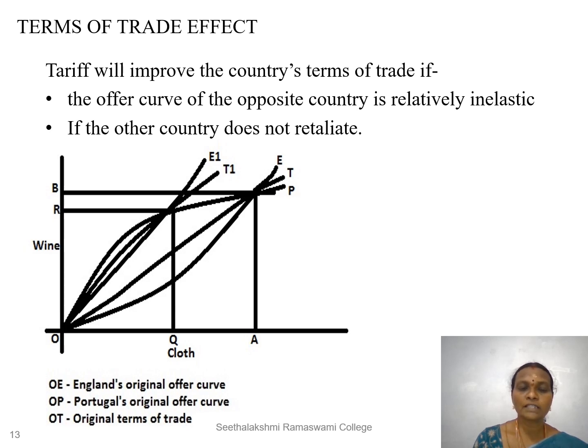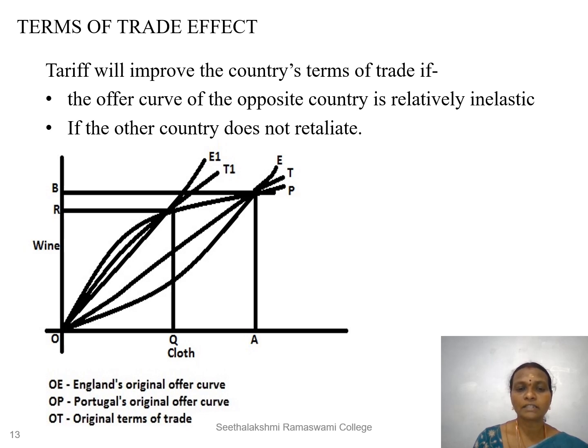cloth. So there is a reduction in the cloth of England. That is, the cloth of England is just OQ, and the wine is OR. That is, Portugal has to give more wine and it is going to get less cloth. QA is the reduction in the cloth of England. That is, England has reduced the cloth and it is getting more wine, that is RO. So like that, by imposing the tariff, what happened?